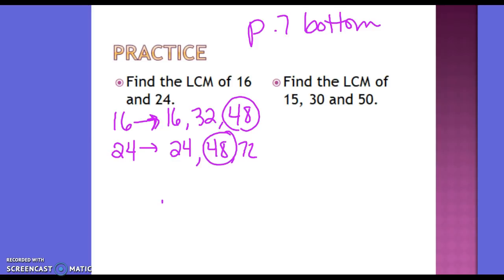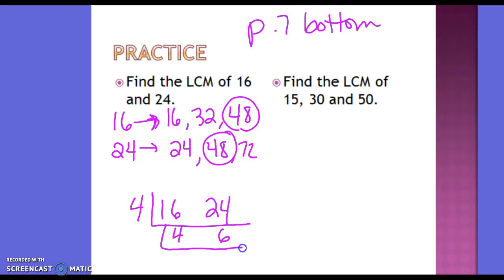The second method that you could have used is the divide down, because again, we have 2 numbers or less, so we're good. So I could divide by, let's say, 4. 16 divided by 4 is 4. 24 divided by 4 is 6. I could go again. I could divide by 2. This would give me a 2 and a 3. And now remember, the trick is you make an L out of all of these numbers on the outside, including the bottom for least common multiple, and you multiply all of them together. 4 times 2 times 2 times 3, and that would also give you 48.